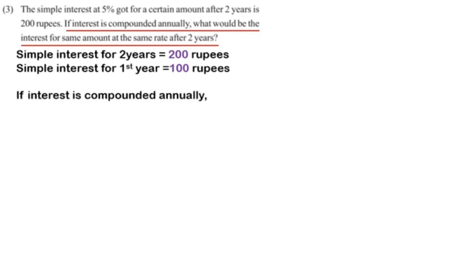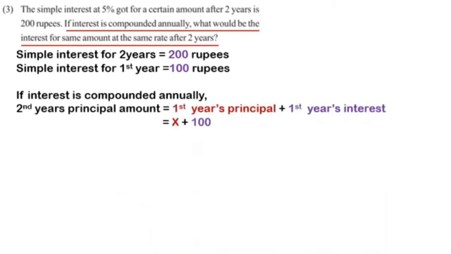This is in the case of simple interest. If the interest is compounded annually, what is the difference? The second year's principal amount will change, isn't it? That is, the second year's principal amount is the first year's principal amount plus the first year's interest. The first year's principal amount is not given, so we can take that as x, plus the first year's interest, which we know is 100. So x plus 100 is the second year's principal amount.